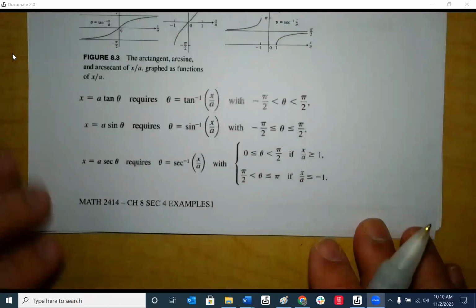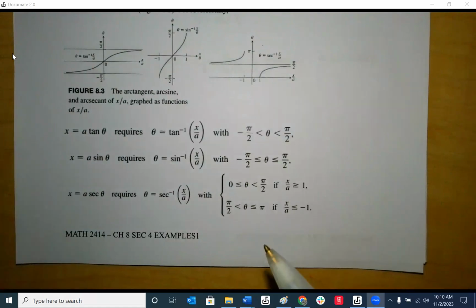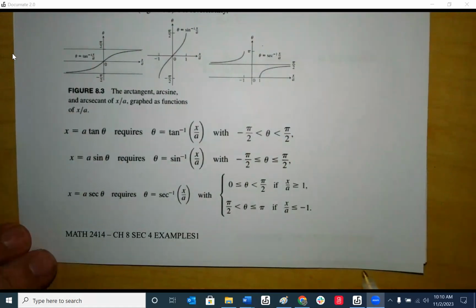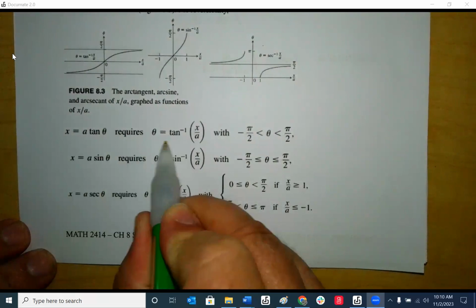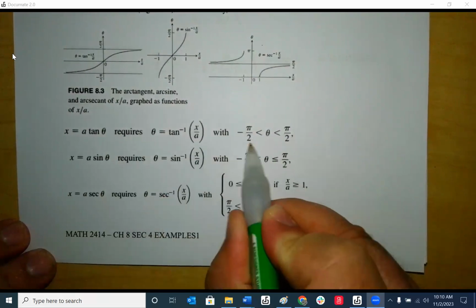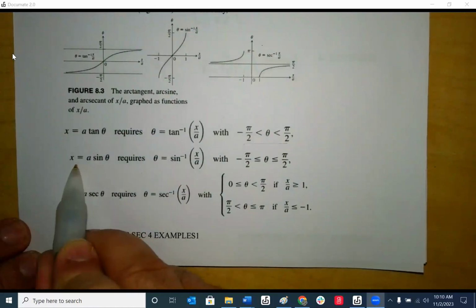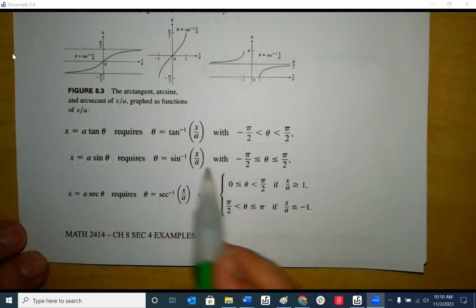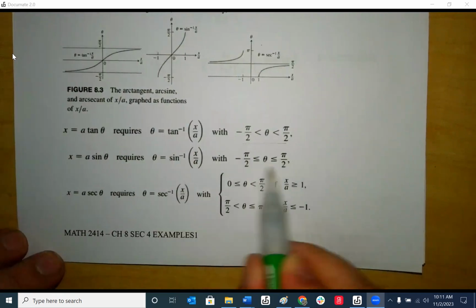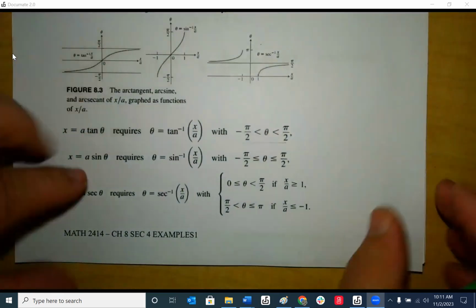Now, all these values occur in certain subintervals, which we have to be very, very, very selective about. The x equals a tangent theta requires the inverse to exist, and it has to be within that domain. For the x equals a sine theta, it requires theta equals the inverse of sine. So in order to be continuous, it has to have the inverse, and conversely. And then we'll have this domain. So these are important, and we'll use these formulas to do our derivatives and integrals.